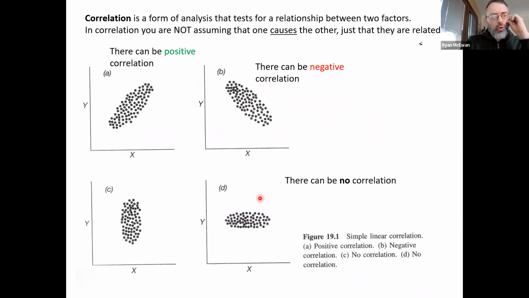You can also have no correlation. In this case, as x increases, y doesn't do anything. And in this case, as x increases, y doesn't do anything. There's nothing predictable about how y is going to respond to x here. This is just flat. There's no correlation between those two.